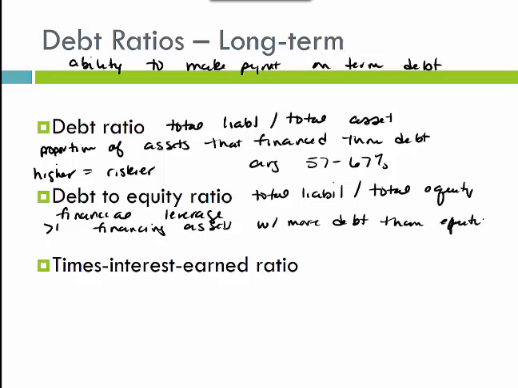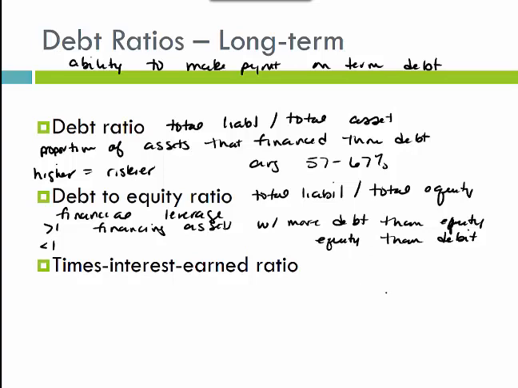If you're a stockholder, that's probably what you want. If it is less than 1, then they are financing with more equity than debt, which, if you are a lender, is probably more what you'd like to see. So that's what that one tells you. And if it's 1, then they're doing about the same there.